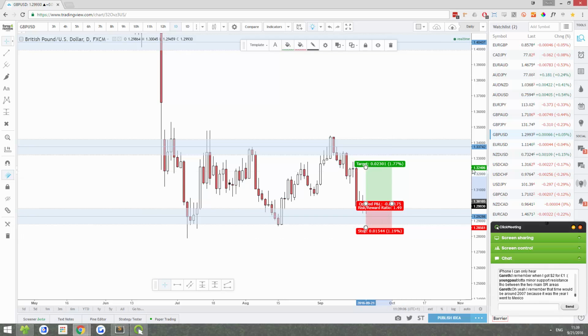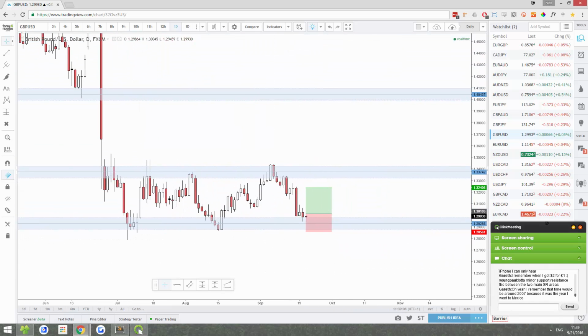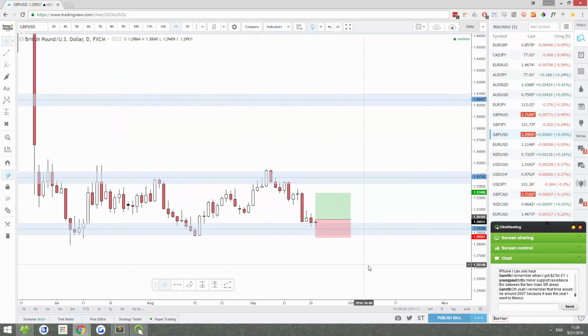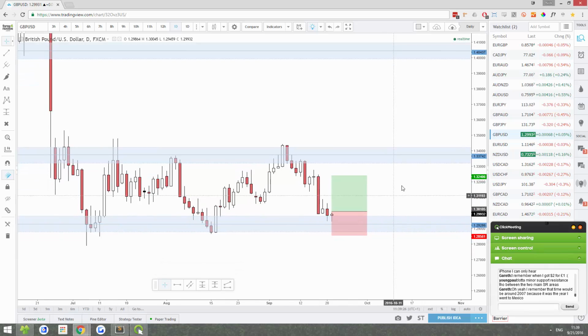Now, as someone pointed out, there's a lot of minor support resistance in the way. That is absolutely correct. So we got minor support resistance there, we got some through here, all of that. All of this area is messy. All of it. So that's going to make it slightly tough, and it's really going to take points away from this trade.